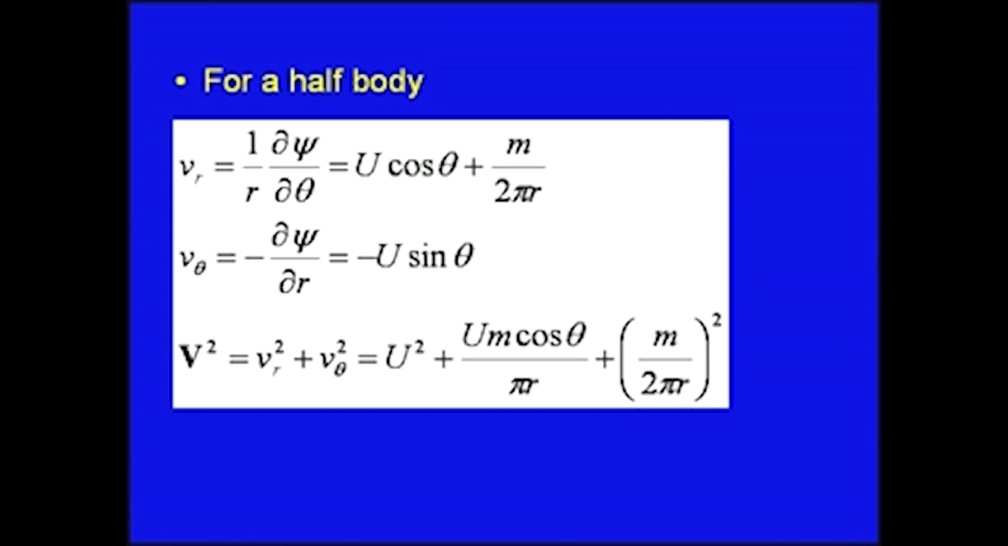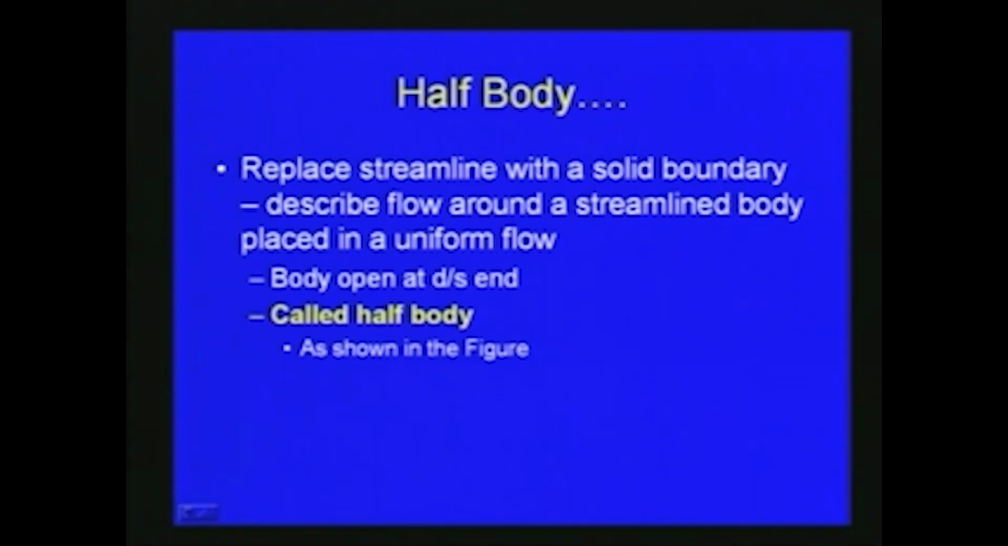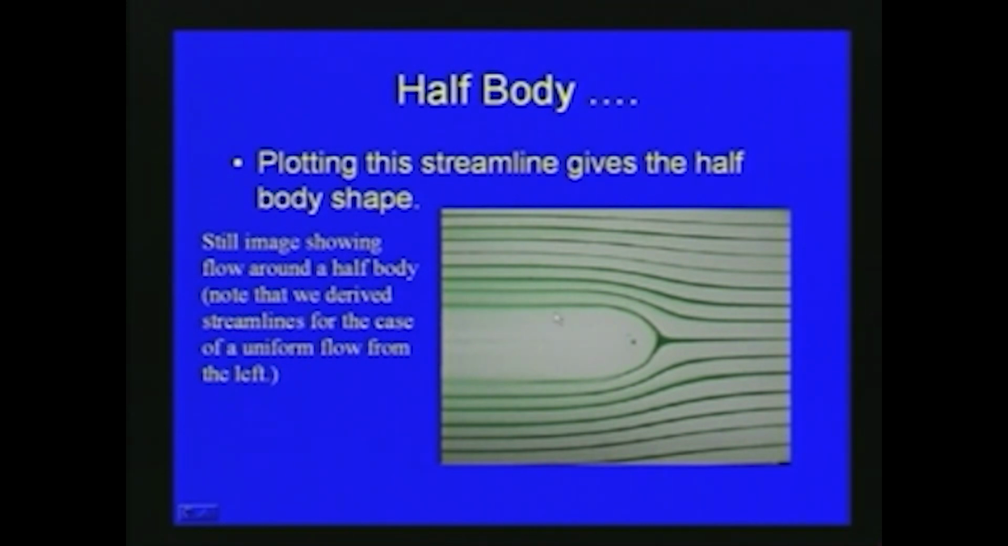So, this gives all the parameters as far as the half body is concerned. With respect to this discussion, we can say that if you replace the streamline with a solid boundary, as described above, this describes the flow around a streamlined body placed in a uniform flow. The body is open at the downstream end, and this is the so-called half body. As shown here, we can plot the streamlines with respect to the half body shape.